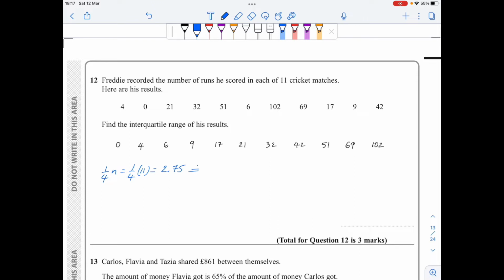2.75. Now, if I take the next positive integer position, Q1 will be on the third position, and this is a value of 6. To find the upper quartile, I'll take 3 quarters of n, in this case 3 quarters of 11.